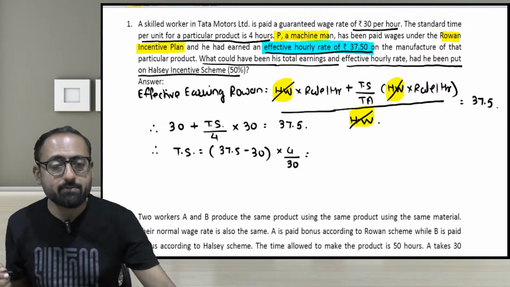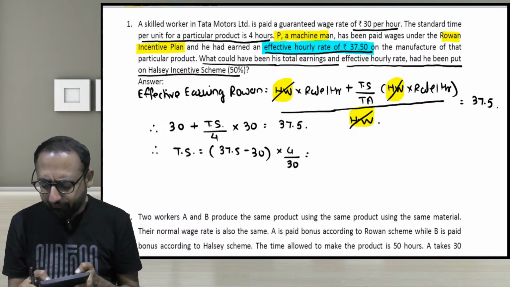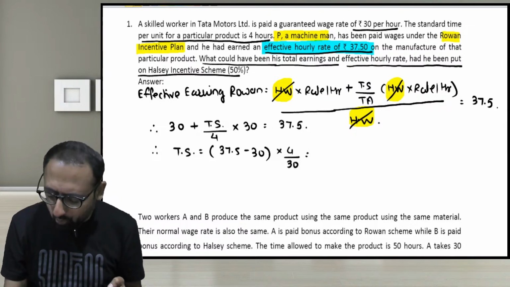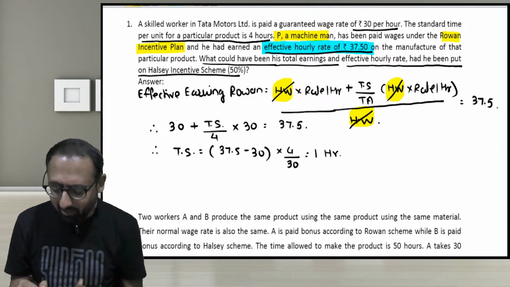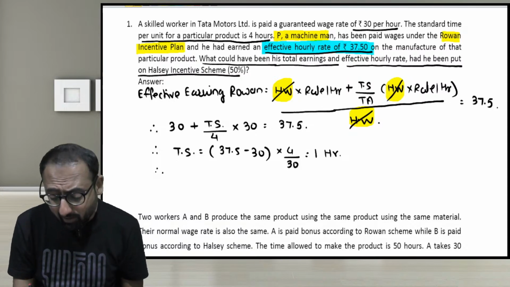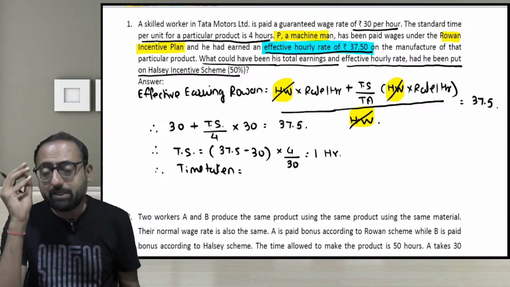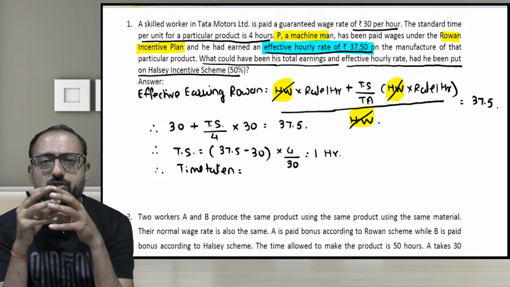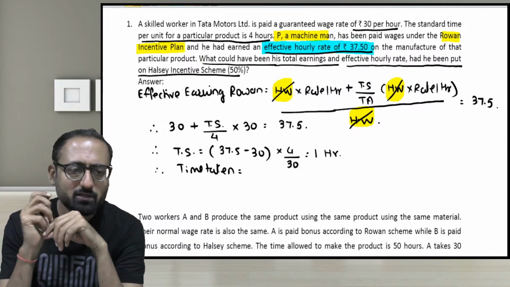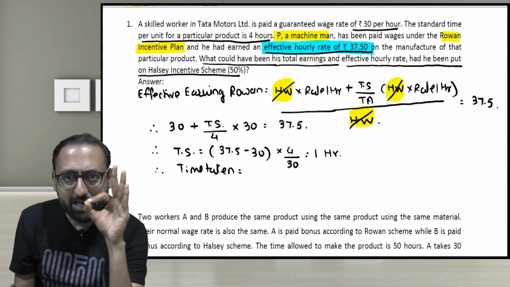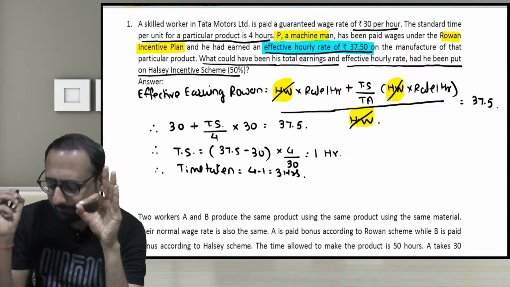Now let's calculate the time saved. 37.5 minus 30, multiplied by 4, divided by 30. Time saved is 1 hour. Everyone agree with this? Time saved is 1 hour. If time saved is 1 hour, then time taken by that worker P is equal to, time allowed was 4 hours and he saved 1 hour. So time taken, actual hours worked, will be 4 minus 1. Is it 3 hours? Do you agree with this?